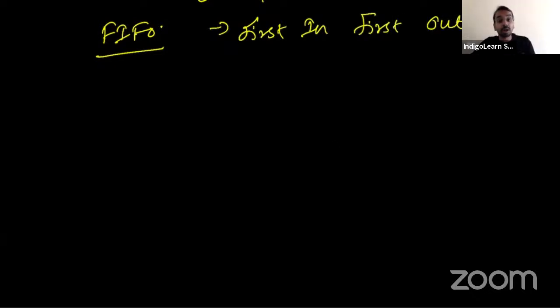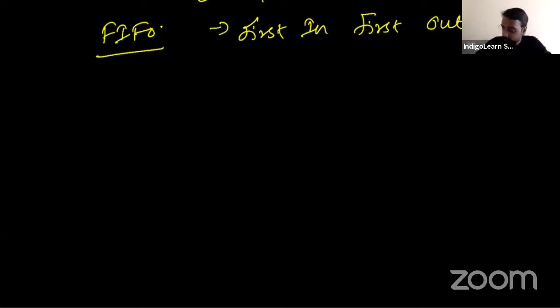FIFO. Now, what is FIFO? First in, first out. So what is the assumption? Whatever material comes in first, that material will go out first. Whatever material comes in next, when the first lot is exhausted, then the second lot will be used.